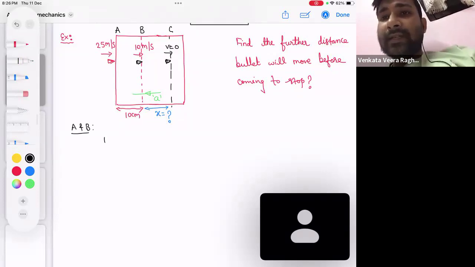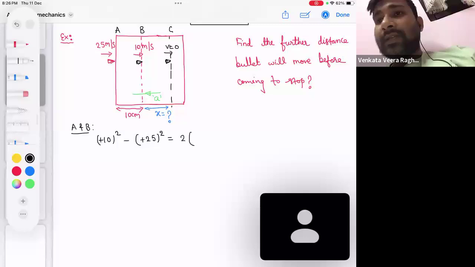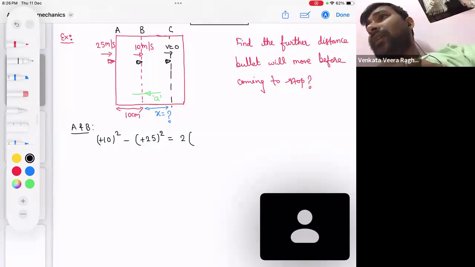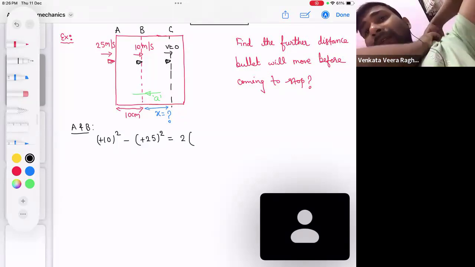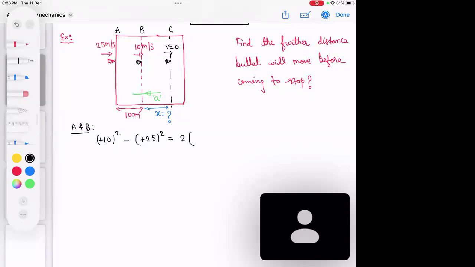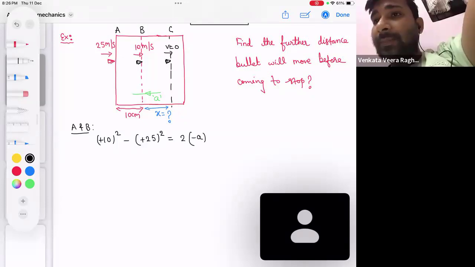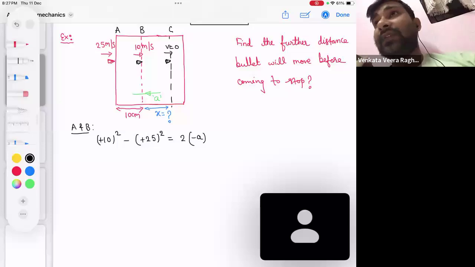So tell me, should I write final velocity 10 square minus initial velocity 25 square equals 2 times the acceleration? Should I write it plus or minus here? Please tell me carefully, because what we learn here is going to be applied in motion under gravity questions. Should I write plus acceleration or minus? Minus. Why minus? Not because it is retardation, but because it is in the opposite direction of velocity. So that is retardation.